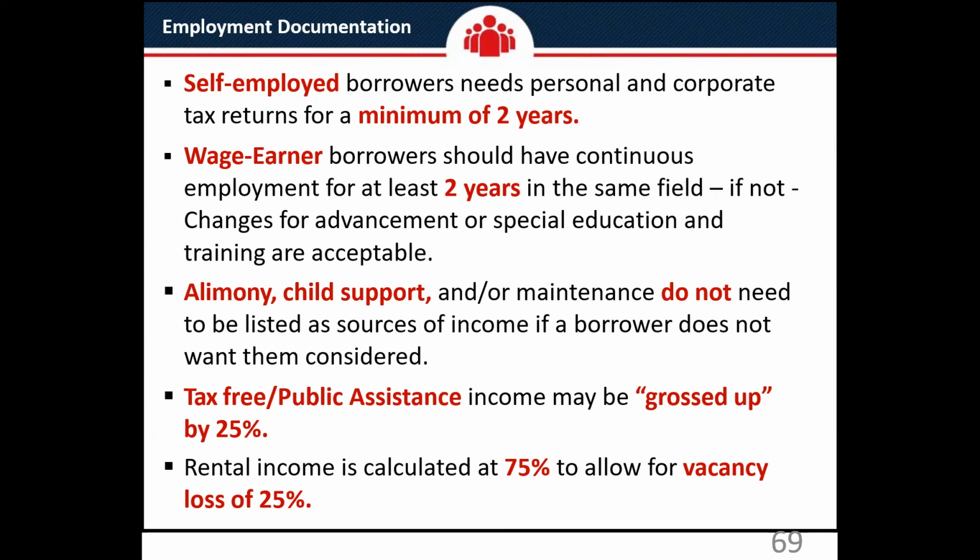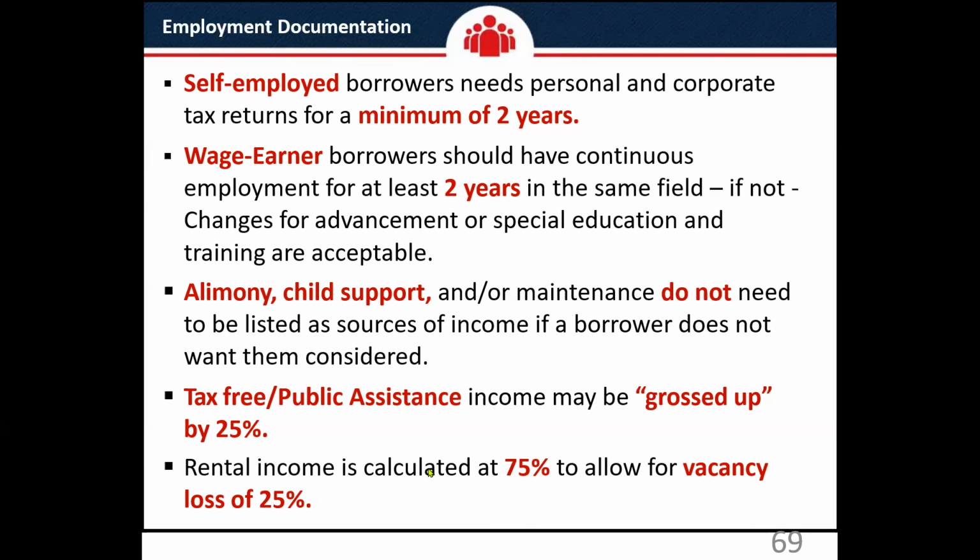The tax-free income, you have to add it up by 25%. Public assistance income, they say it's grossed up by 25%. And the rental income has to be calculated at 75% for vacancy factor, so it's grossed down by 25%.